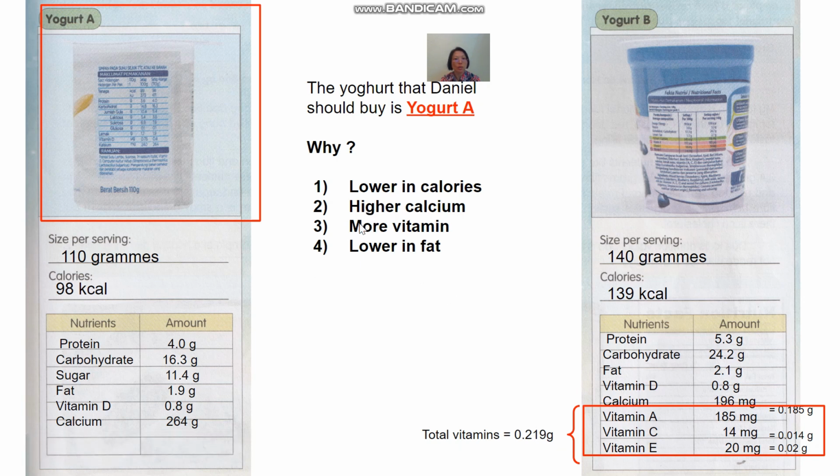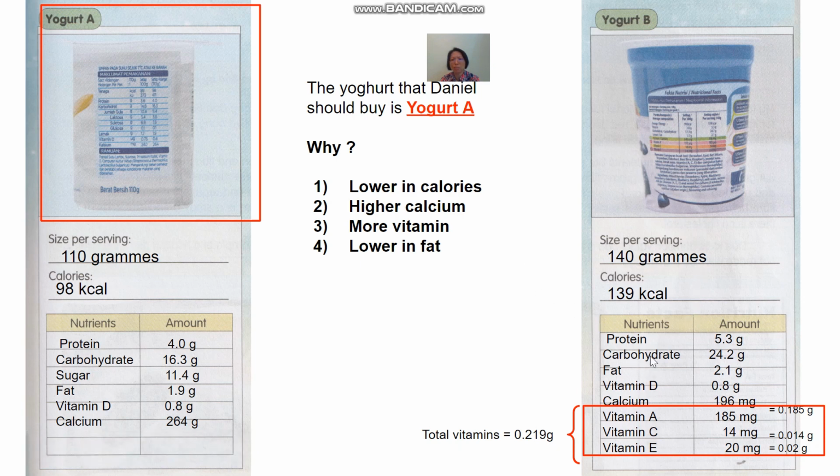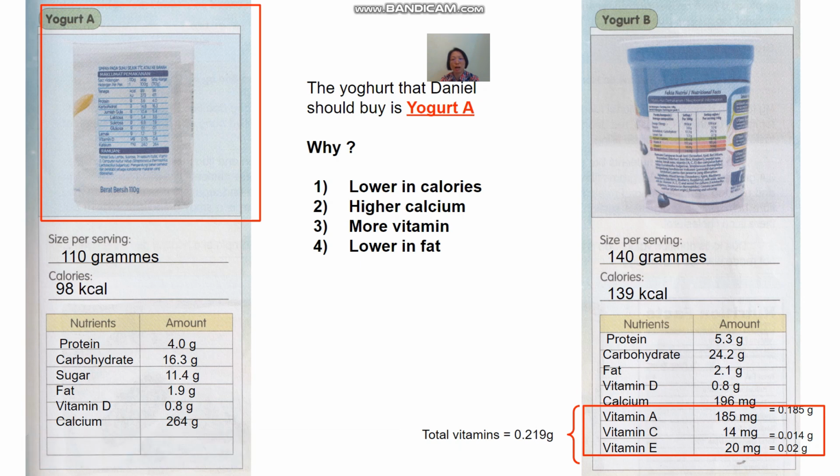Now, yogurt A also has more vitamin. If you see yogurt A here, yogurt A has vitamin D 0.8 gram. Now, maybe you are asking the teacher, why do you say yogurt A has more vitamin? If you look at yogurt B, it has 3 types of vitamin here. We have vitamin A, C, E. But yogurt A has only vitamin D. But if you look closely at the amount of vitamin here, actually yogurt B has very little vitamin, even though it offers us 3 types of different vitamins.